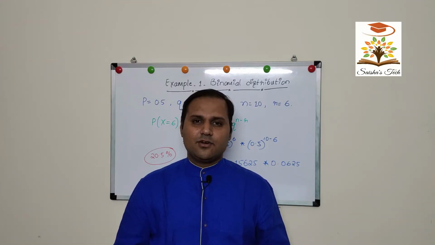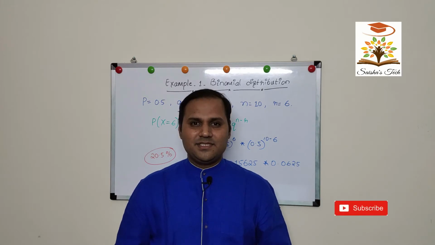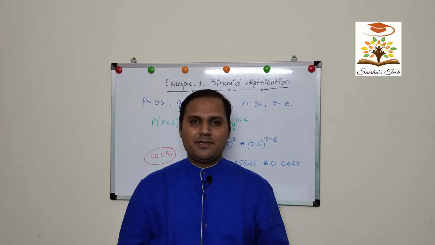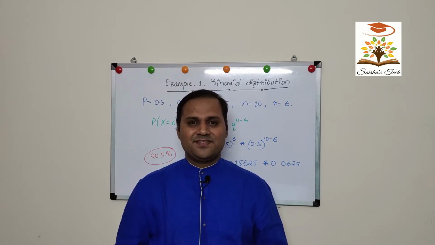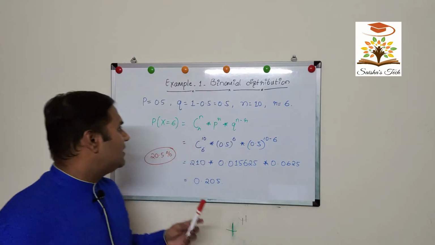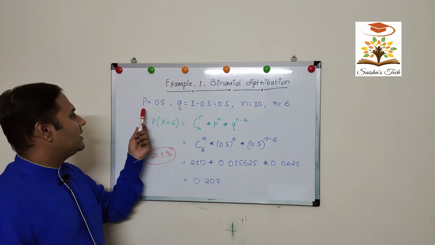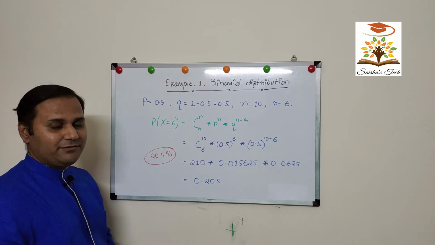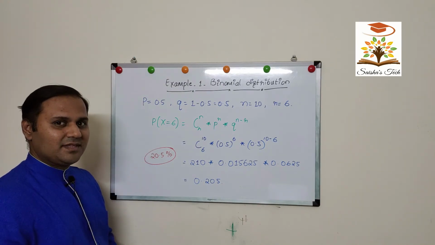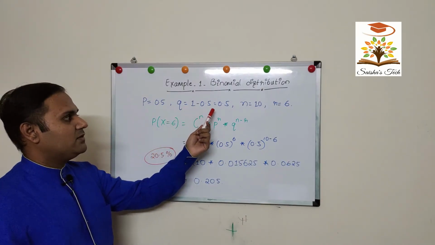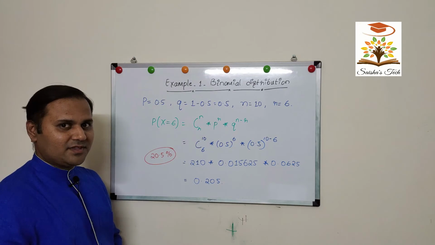Let us start with a coin toss example. We are tossing a coin 10 times and we are interested in calculating the probability for exactly 6 heads. In an ideal condition, the probability of getting a head is 0.5 for a coin toss. Then the probability of getting a tail would be 1 minus 0.5, that is 0.5.